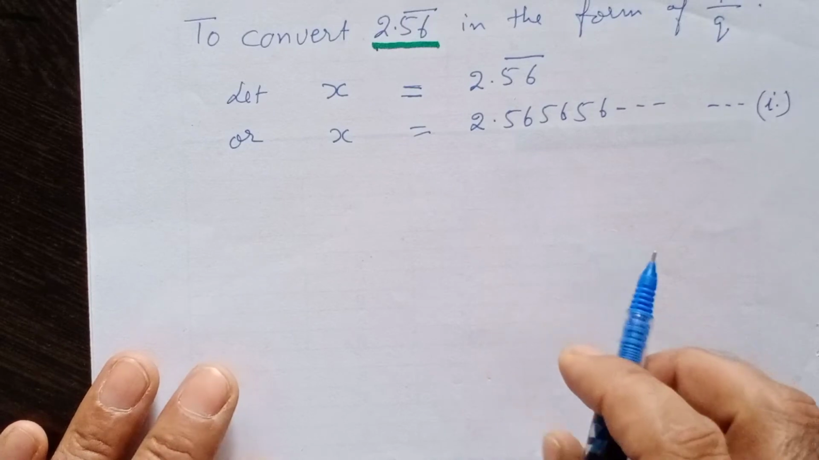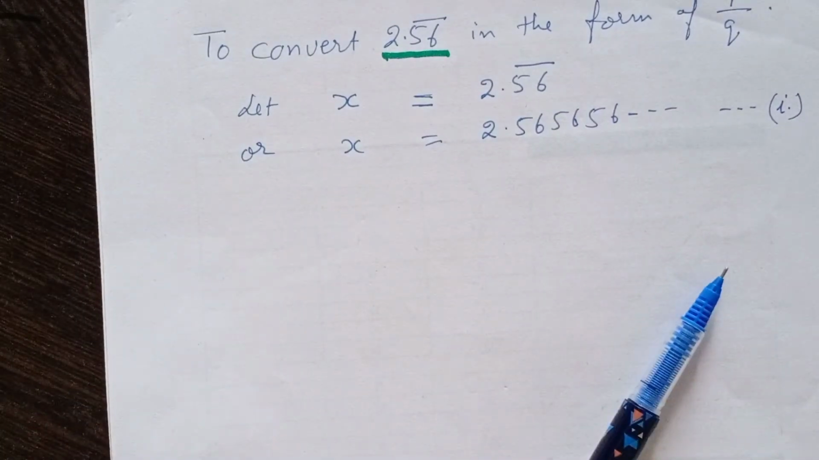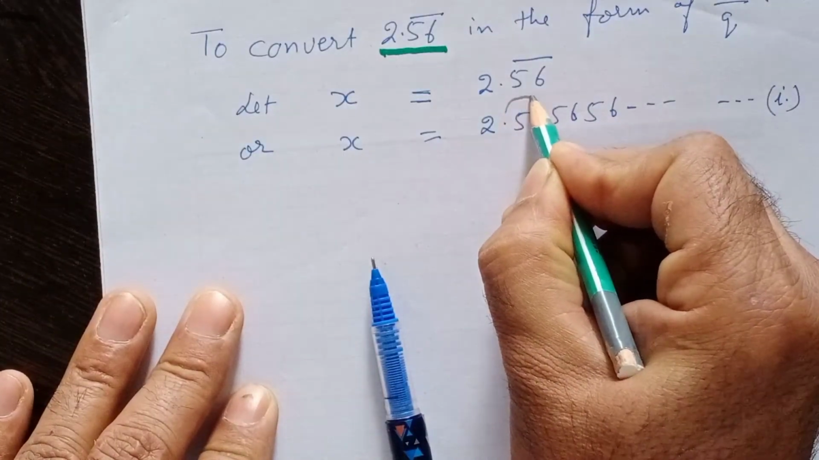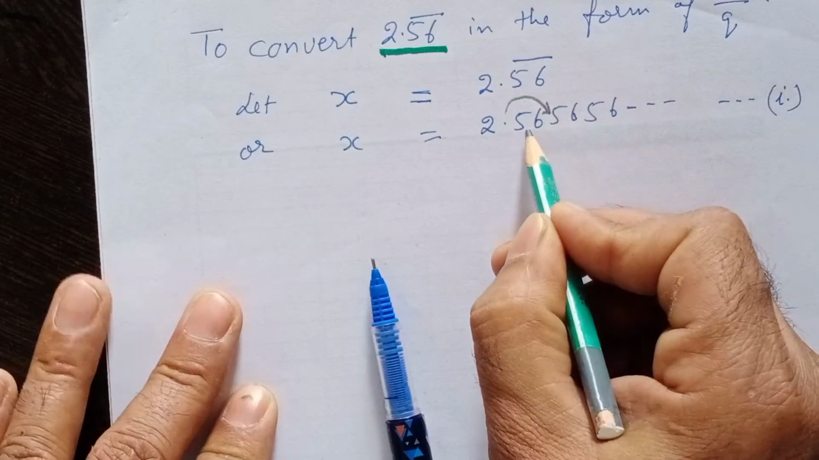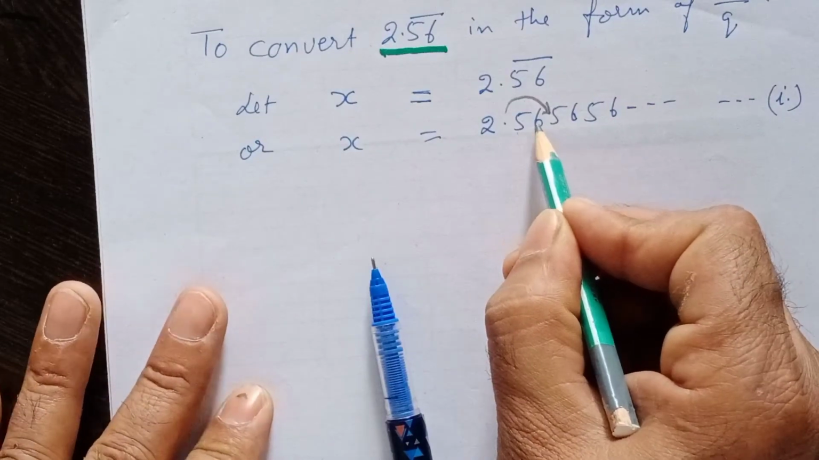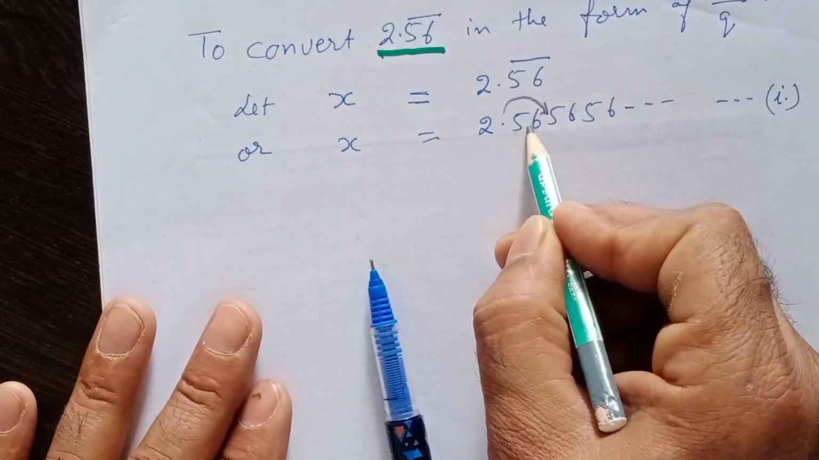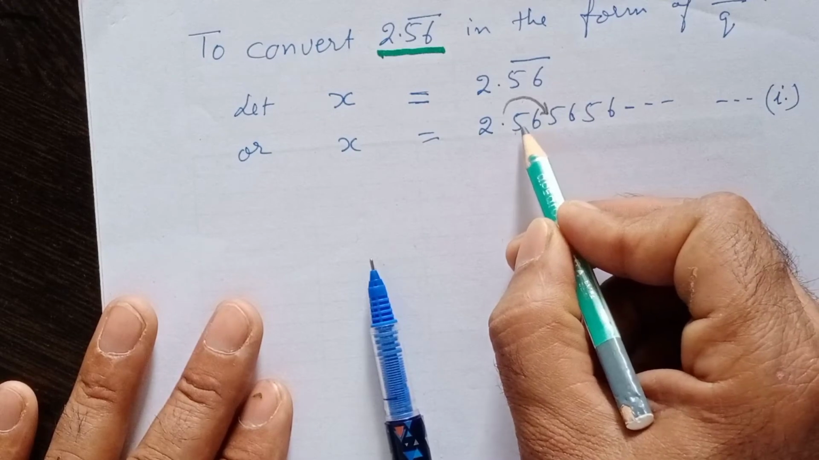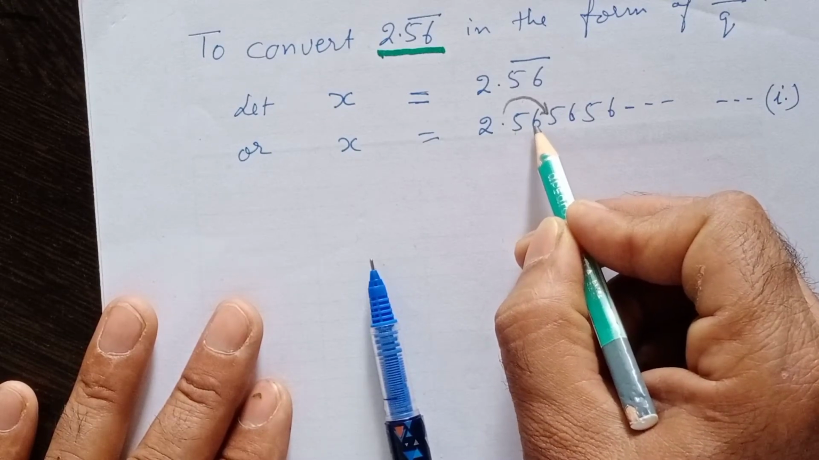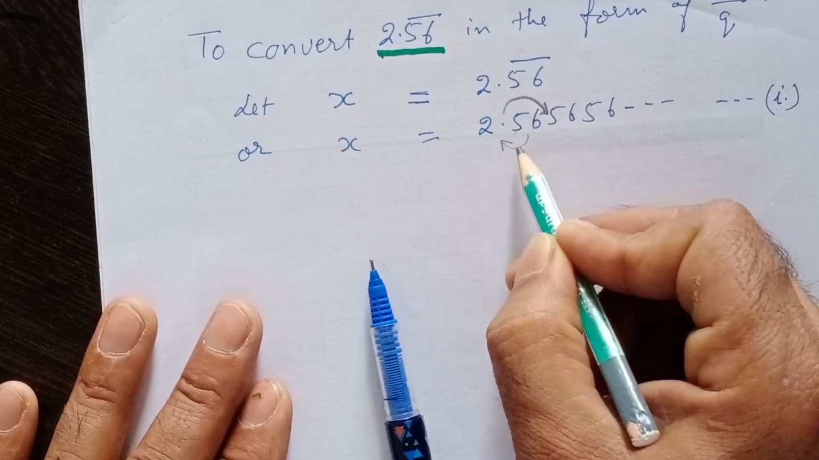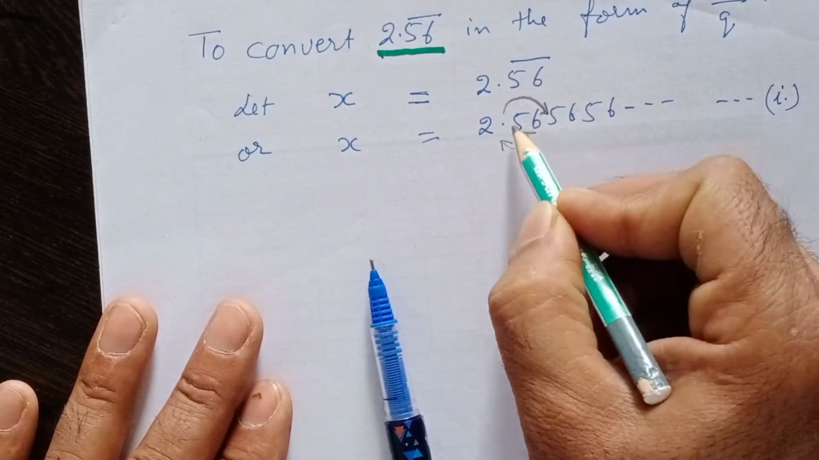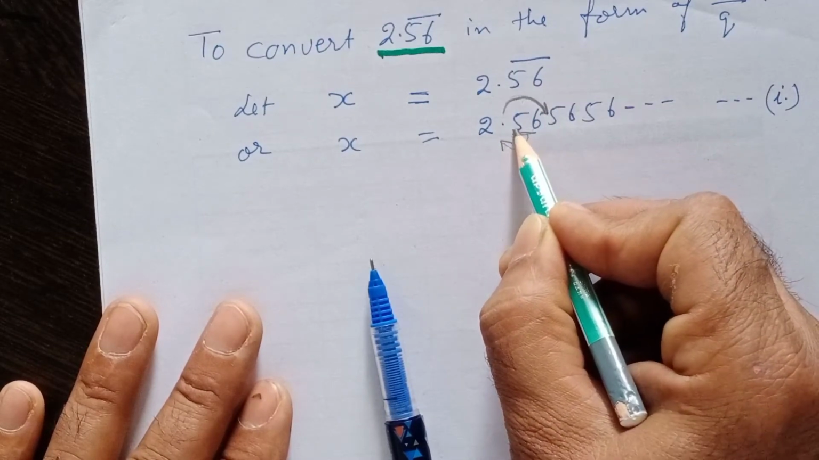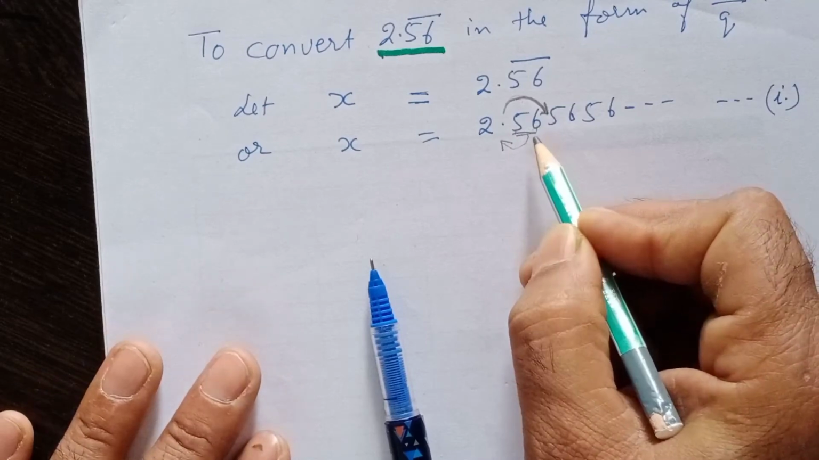Now what is our next purpose? Our next aim is to bring this decimal to this place. We need to take one set of the repeating digits, only one set. What is the set of repeating digits? 5 6. So we need to take one set of 5 6 before the decimal. That means we have to bring the decimal here. So how many places do we need to move the decimal? 1 and 2. That means we need to multiply with 100.